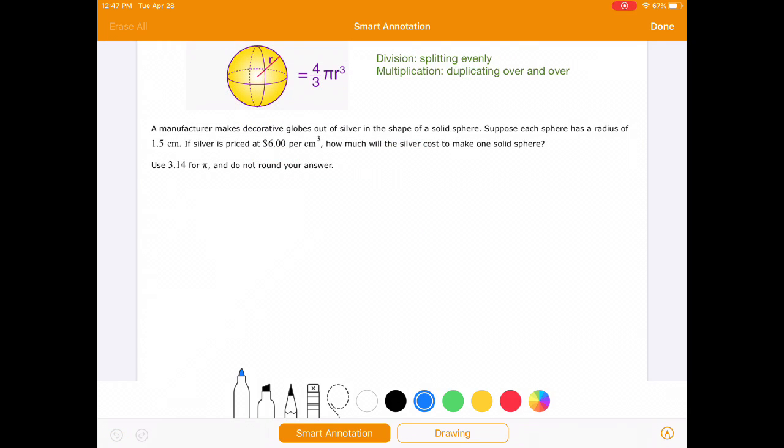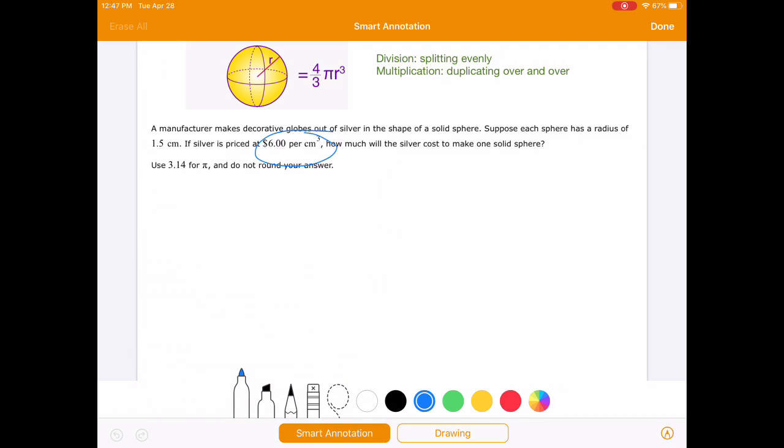So we have one last word problem here before you can get to work on your own assignments. We have a manufacturer that makes decorative globes out of silver in the shape of a solid sphere. And it says, suppose each sphere has a radius of 1.5 centimeters, and then if silver is produced at $6 per cubic centimeter, how much will the silver cost to make one sphere?